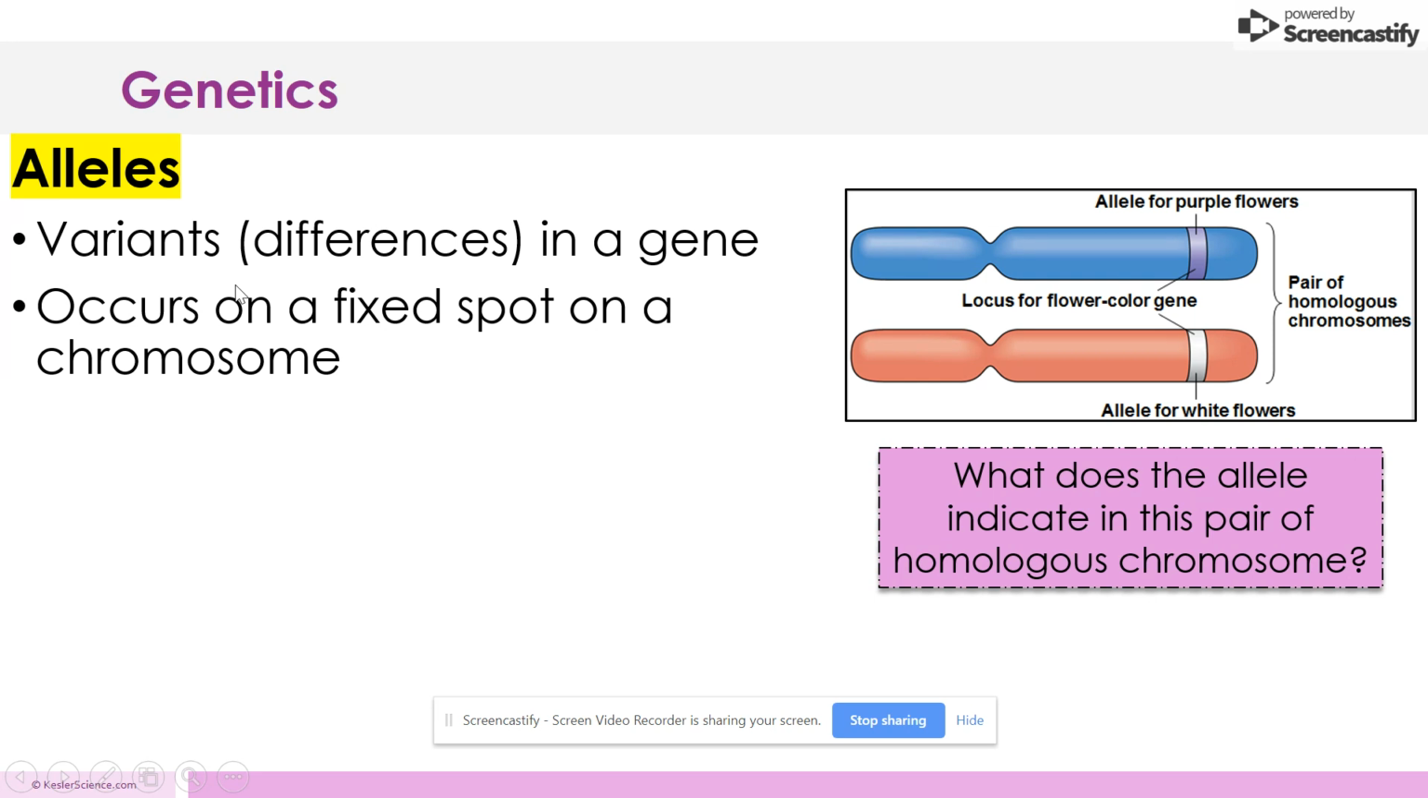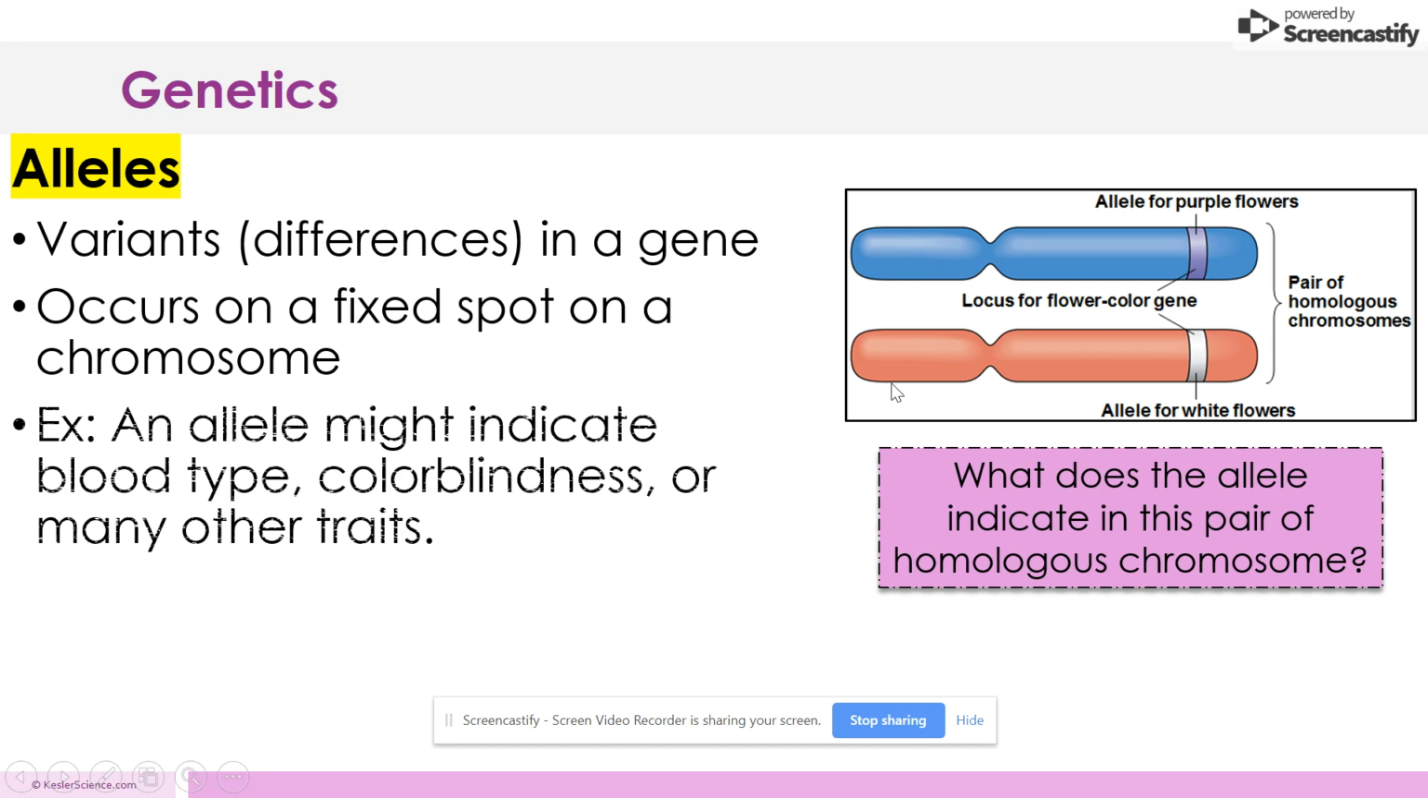So an allele, if we're talking about hair color, would be, we could have an allele for black hair, brown hair, blonde hair. We have lots of different options that we can have for hair color. So alleles occur on a fixed spot on a chromosome. Okay. And some more examples. An allele might indicate blood type, which we'll talk about later, color blindness, or just an endless amount of other traits.